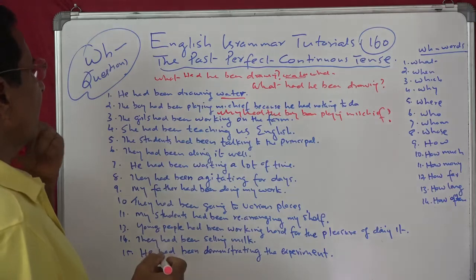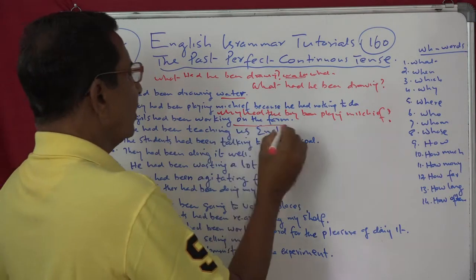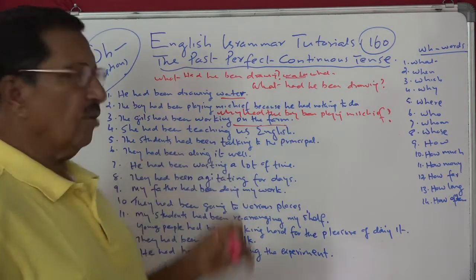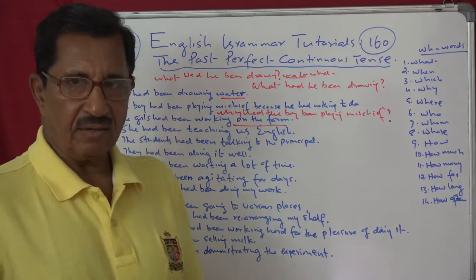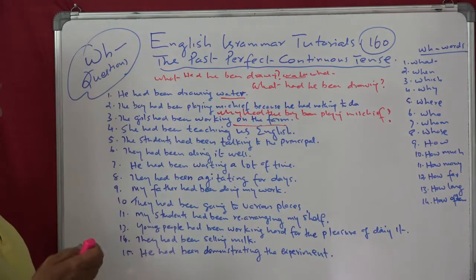The girls have been working on the farm. So if you want to get the answer on the farm, you have to use where. Where had the girls been working? Understand? Where had the girls been working? Hope you will write it down.